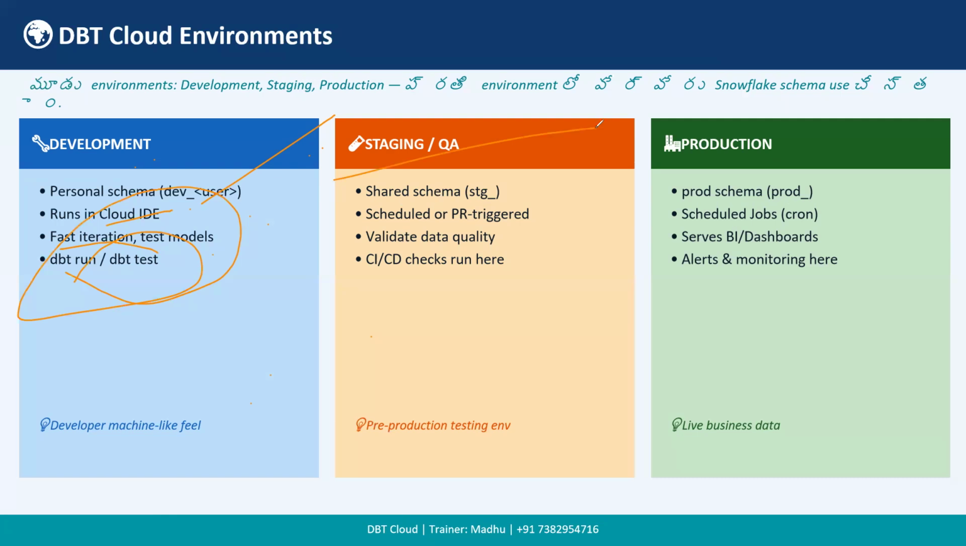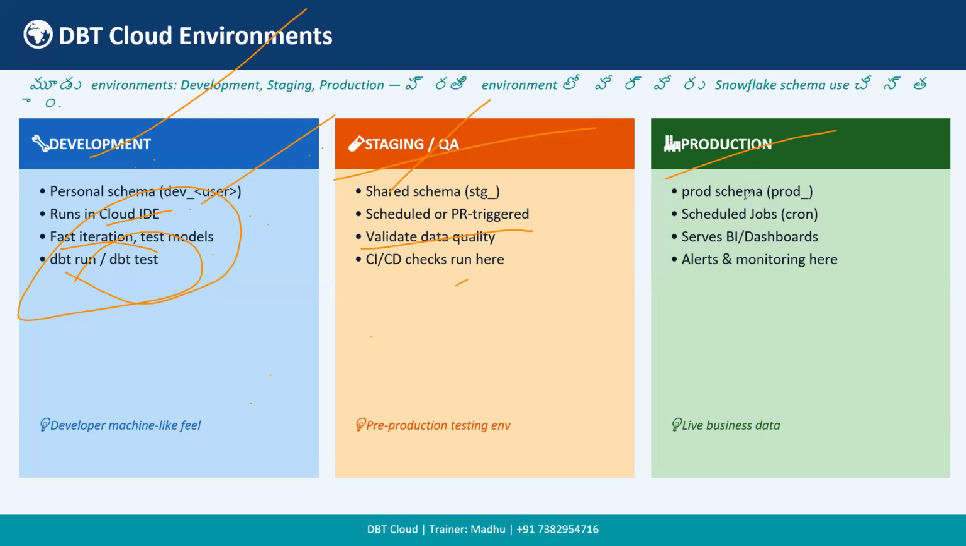Here also we have a stage underscore schema name, and a scheduled run is triggered by the PR. Valid data quality and CI checks run here, so we need to validate the data, like data quality checking. CI/CD, continuous integration, continuous deployment, is going to run here. So this is staging, or we can call it QA. Here we develop, here we test, and then we go to production.